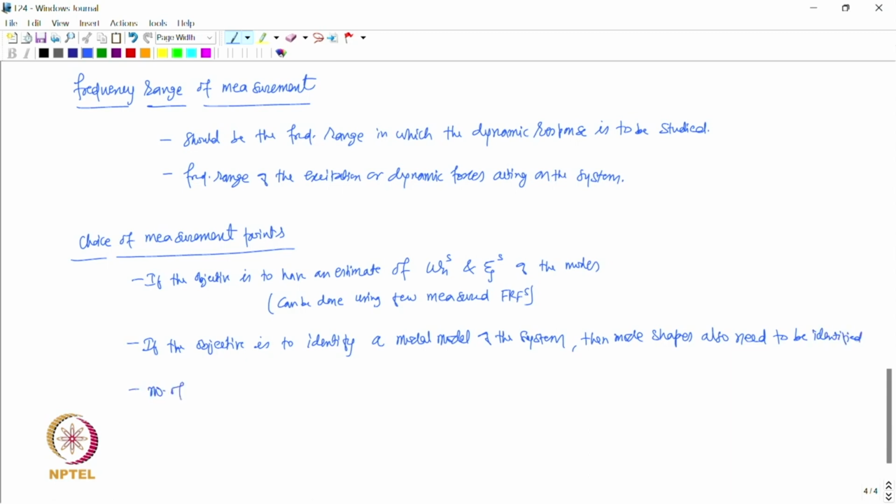The number of measurement points should be enough so that spatial aliasing of the mode shapes is avoided.